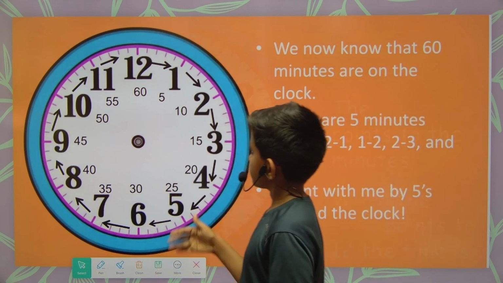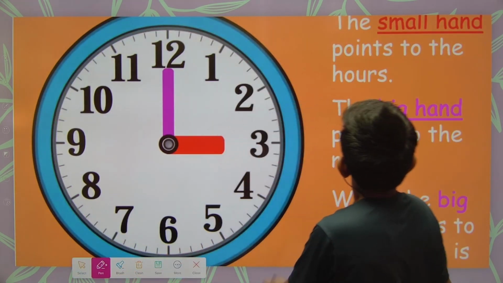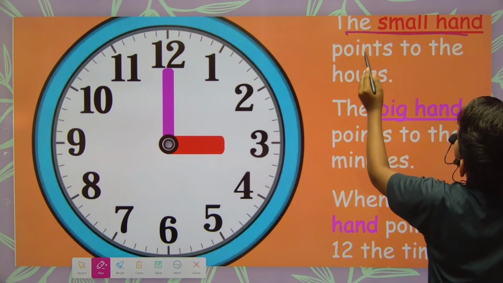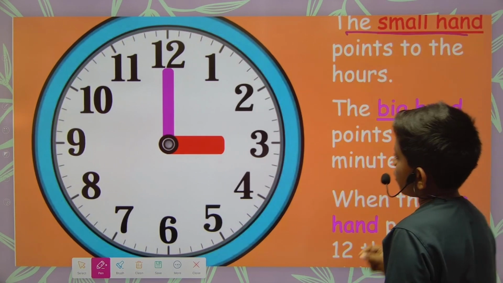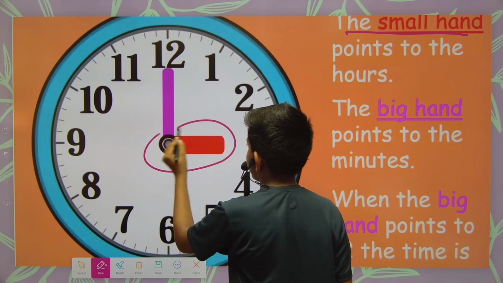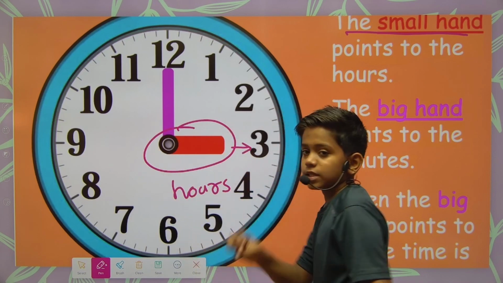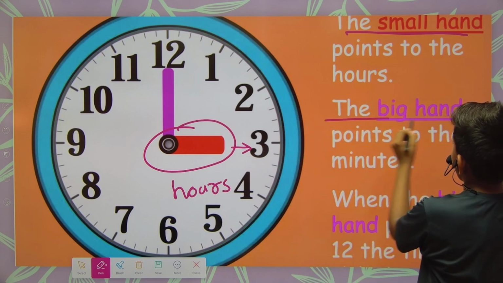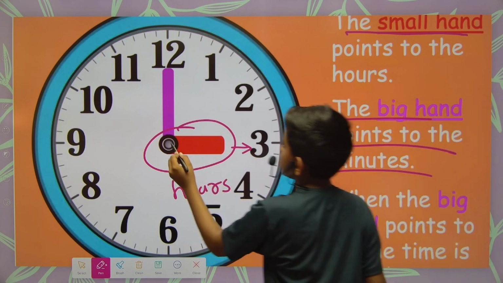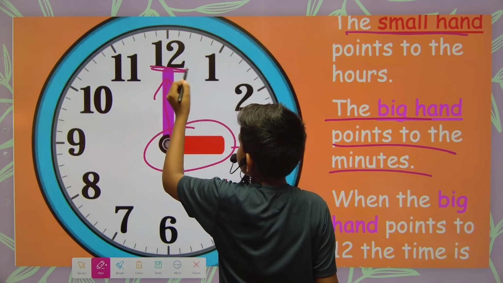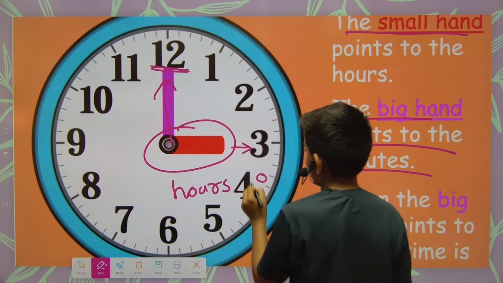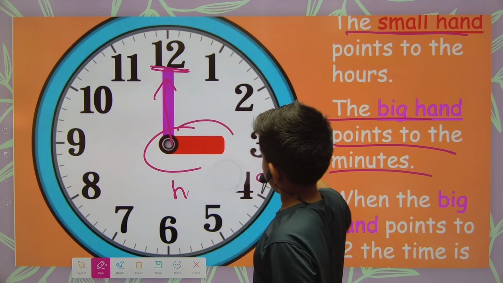Okay. Next, the small hand points to the hours. Here you can see a small hand which points to the hours. Now it points to 3, which means it is 3 o'clock. The big hand points to the minutes. This big hand points to the minutes. Now it is on the 12, so it is 0. It is exactly 3 o'clock.